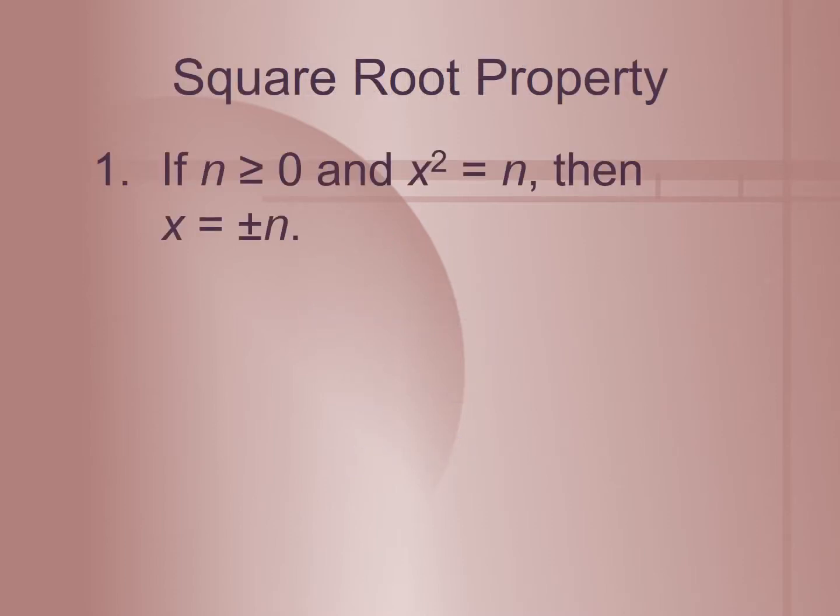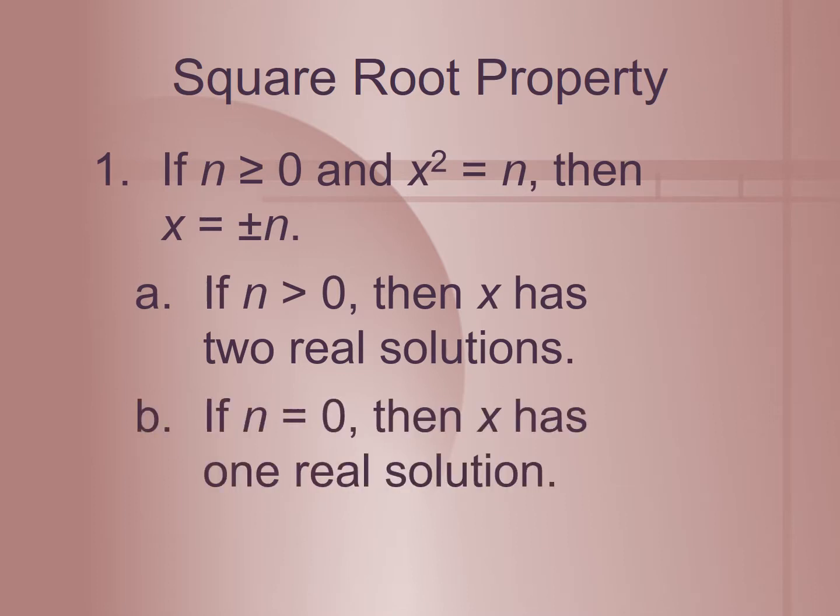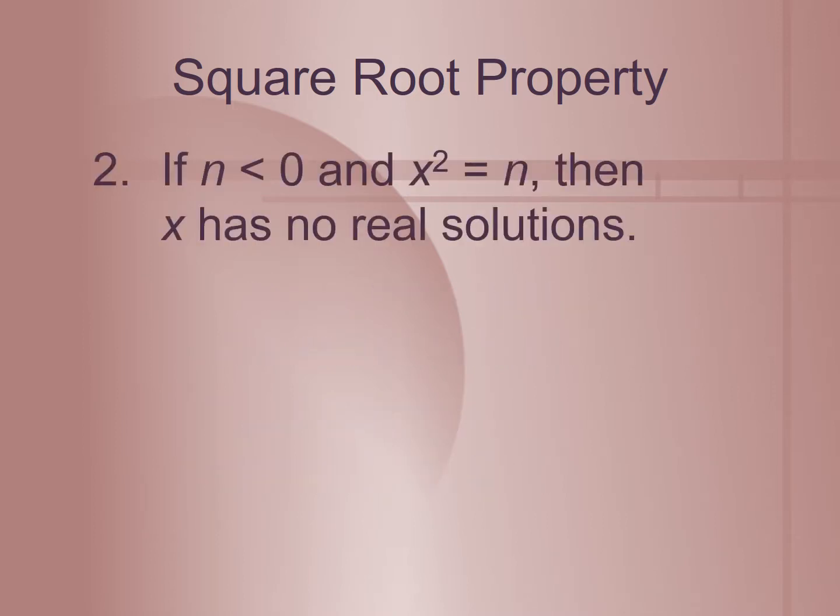So the square root property is like this. If n is greater than or equal to 0 and x squared is equal to n, then x is going to equal plus or minus the square root of n. If n is greater than 0, then x is going to have two real solutions, and if n is equal to 0, then x is going to have one real solution. Okay, and then if your n is less than 0 and x squared is equal to n, then x is going to have no real solutions, because when you take the square root of a negative number, you get no real solutions.